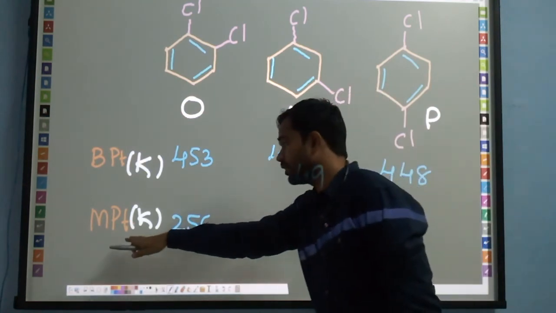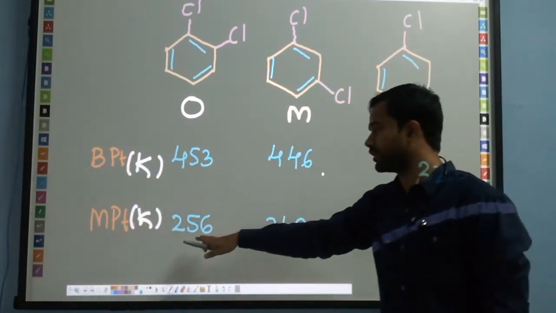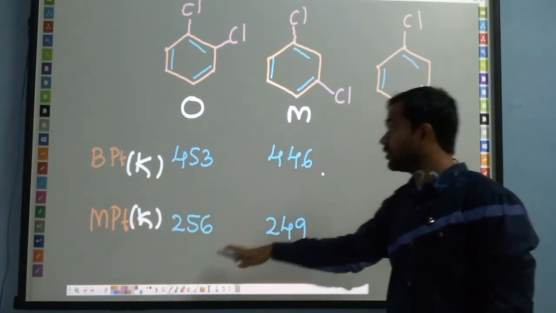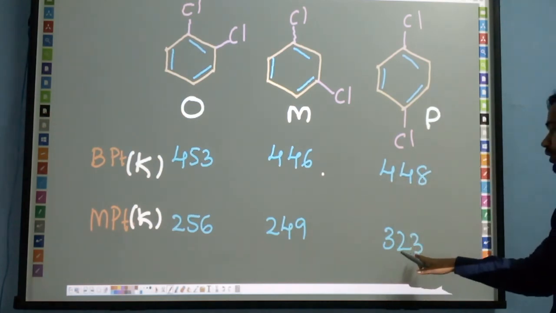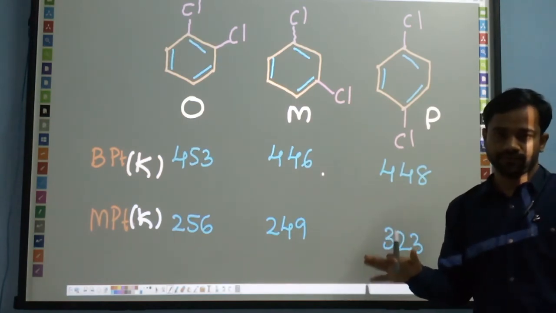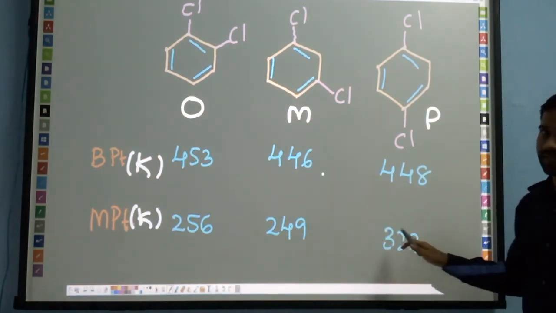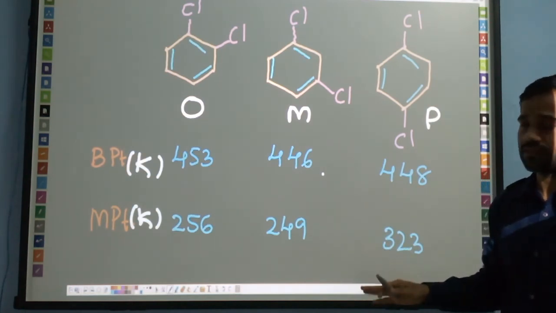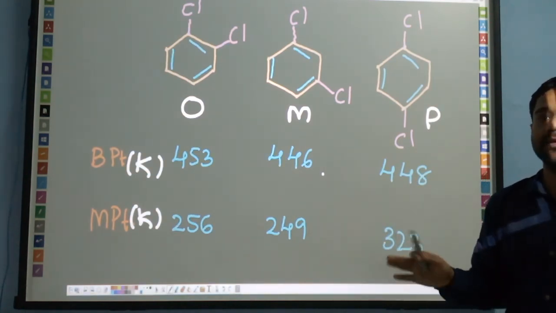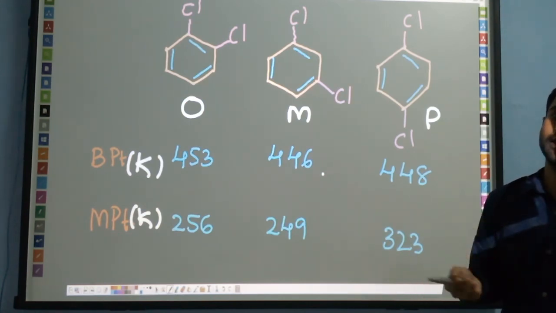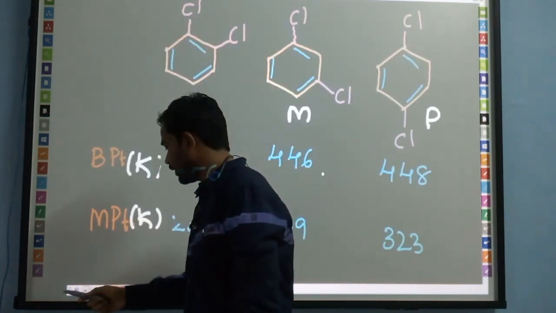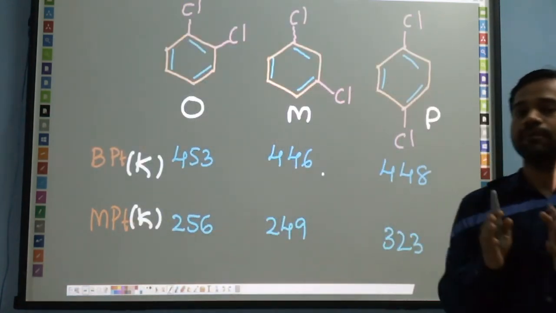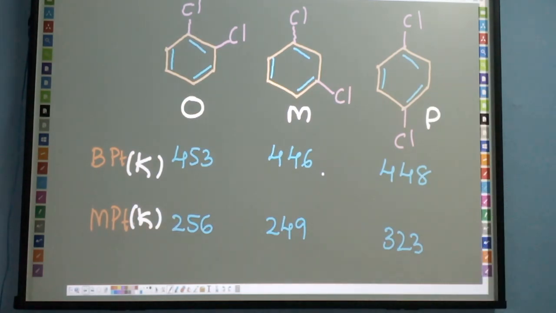Let's see the melting point now. The ortho position has 256 Kelvin, the meta position has 249 Kelvin, and the para position isomer has 323 Kelvin. Why? Because of the symmetry differences. Due to the symmetry differences, they have varying boiling and melting points. Okay, I think we got this. In the next class we are going to discuss the chemical properties of haloalkanes and haloarenes.